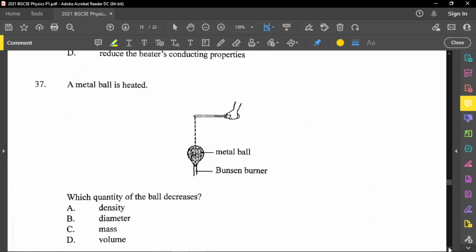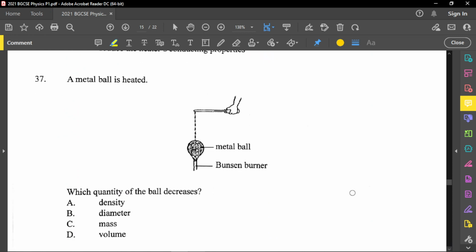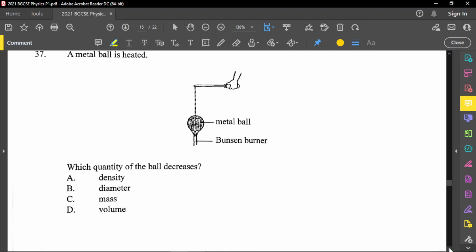37. A metal ball is heated, right? And it's shown here as you see. So what quantity of the ball decreases? If you increase temperature, or you apply heat to the ball, the ball will expand, right? And what will expand is its volume, so it gets larger and takes up more space. So let's hold on to density a little bit, because density is given as the mass over volume, right?